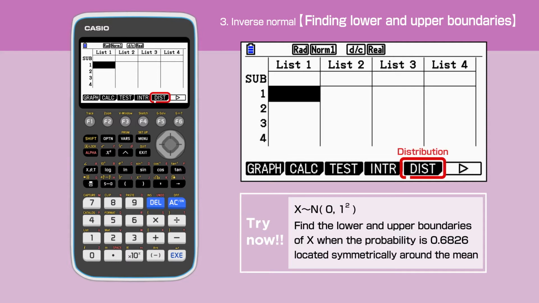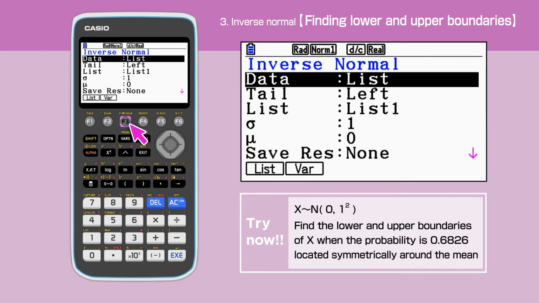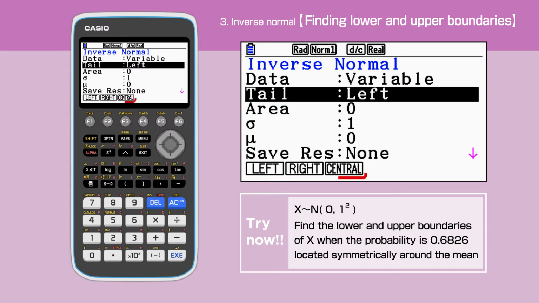Press F5 to select distribution. Press F1 to select the normal distribution. Press F3 to select inverse normal. Press F2 to set data to variable. And for the tail, press F3 to select central.